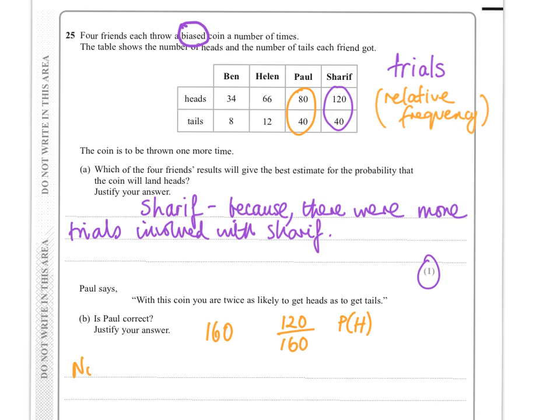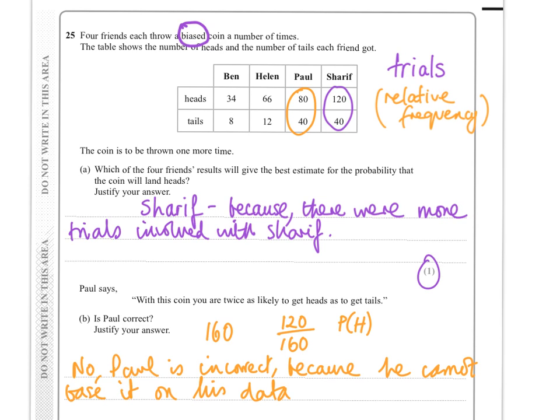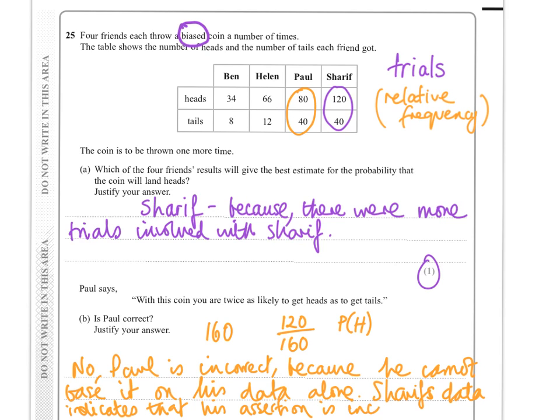So I would say, no, Paul is incorrect, because he cannot base it on his data alone. Sharif's data indicates that his assertion is incorrect. When I say assertion, he asserts or says this. Now that's obviously how I would write it, but you can just say no, Sharif did it more times and this was not the trend that he got from his data. Anything of that nature will do.